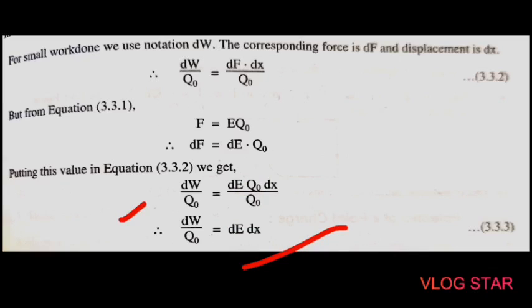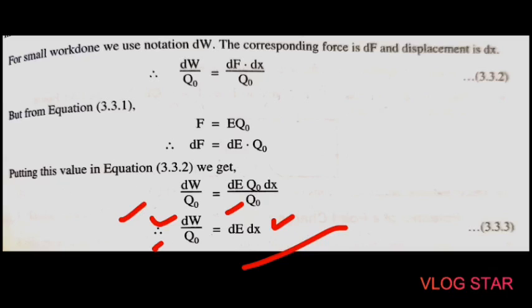Okay, so in this case, what is meant by dW is the work done in moving a charge, Q0 is a test charge, dE is the magnitude of the differential electric field intensity, and dx is nothing but the distance moved by Q0.